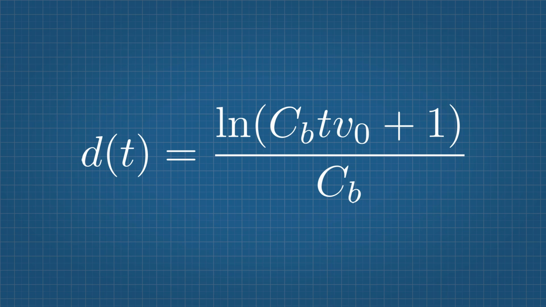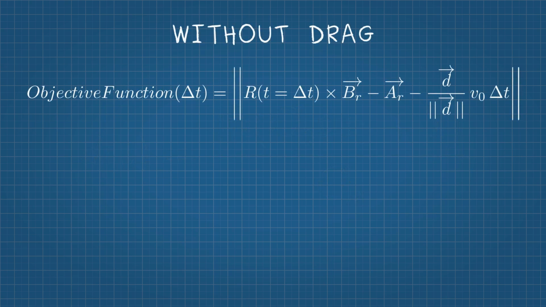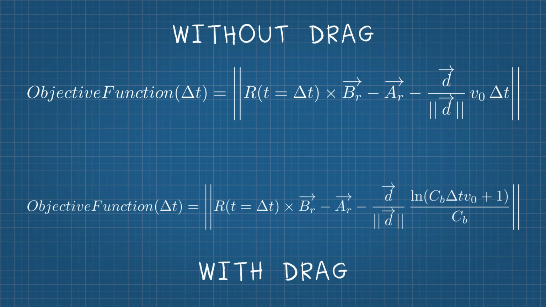We are now ready to solve the targeting problem in a rotating reference frame in the presence of aerodynamic drag. Using what we just derived, we can finally build the new objective function. We simply need to replace the distance from the origin from v0 times delta t to our nonlinear function of delta t. And voila!